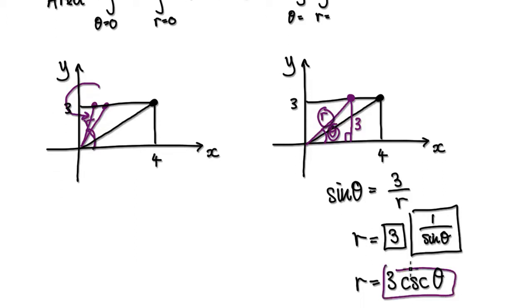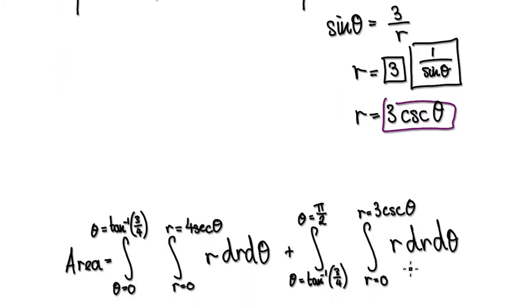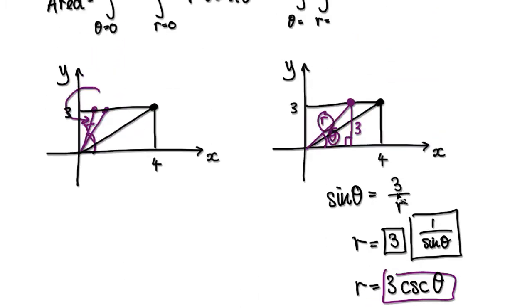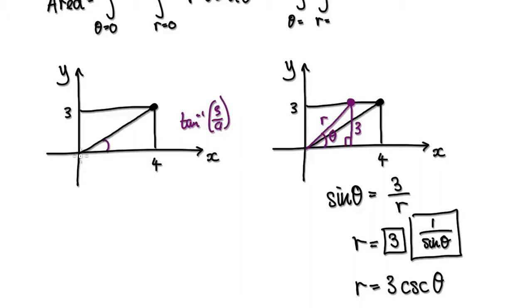So really you're integrating from a radius of 0 to this radius here. Let me illustrate. You're integrating from an angle of inverse tan 3 over 4. So you're actually doing this: radius of 0 to this radius here, to the horizontal line, from an angle of this to an angle of pi over 2. Okay, so bear that in mind.